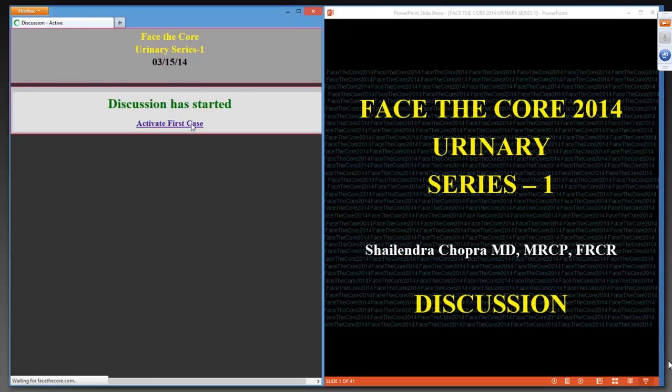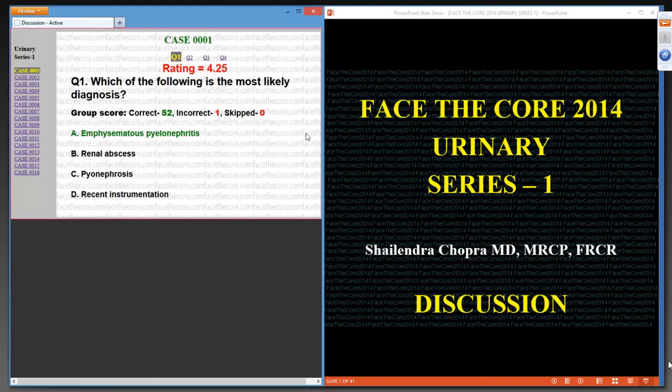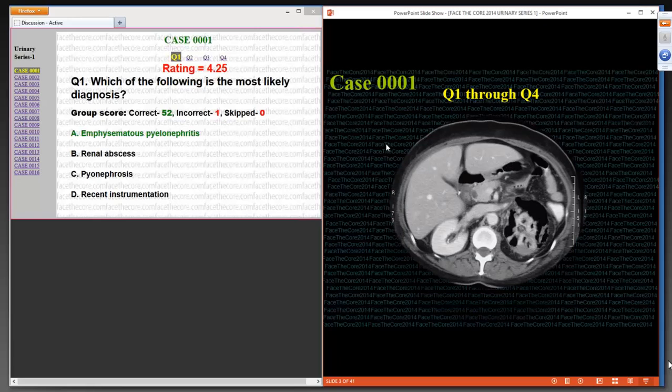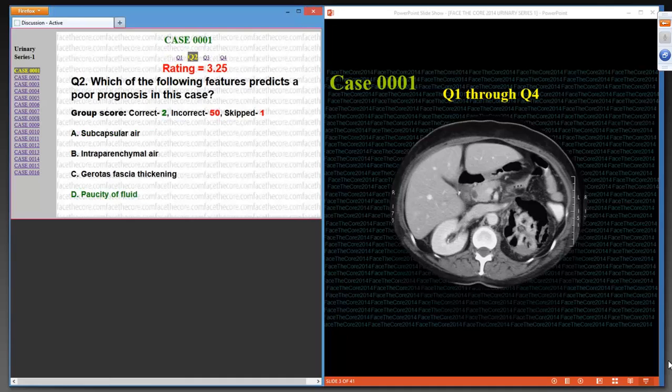So here we go. Let's activate the first case. And as I activate it, those of you who have not seen it, you will see it on your MCQ and now the discussion panel, where you'll see your results. So the first question on this case is, which of the following is the most likely diagnosis? All of you except one have gotten it correct. The diagnosis is emphysematous pyelonephritis. Why is it emphysematous pyelonephritis? Because there is air in the renal parenchyma, there is air in the subcapsular space, there is a lot of straining. So this is an easy question. You are able to answer this. This is just clear.